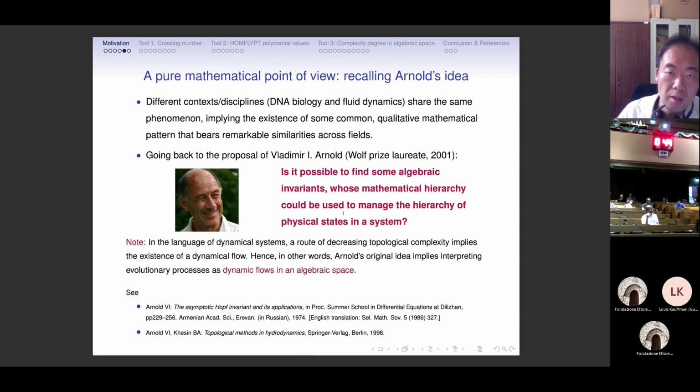This asks us to recall a proposal of Arnold. Arnold once proposed that maybe it's possible to find some algebraic invariants whose mathematical hierarchy could be used to manage the hierarchy of physical states. That means, in the language of dynamical systems, that there exist some dynamic flows in algebraic space.